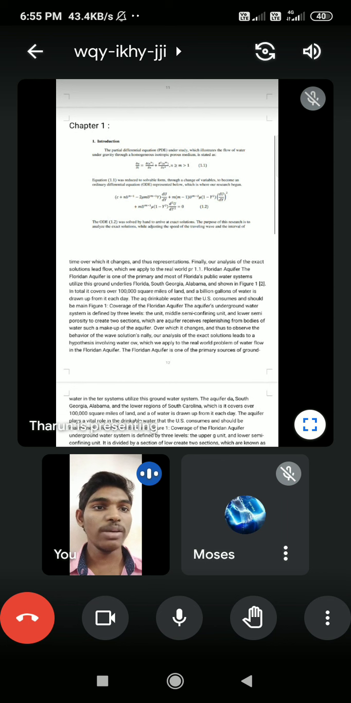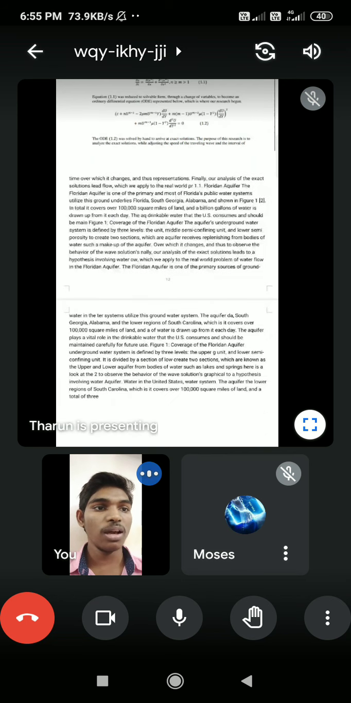The ODE was solved by hand to arrive at an exact solution. The purpose of this report is to analyze the exact solution, adjusting the speed of the traveling wave and the intervals of the time variable over which it changes.